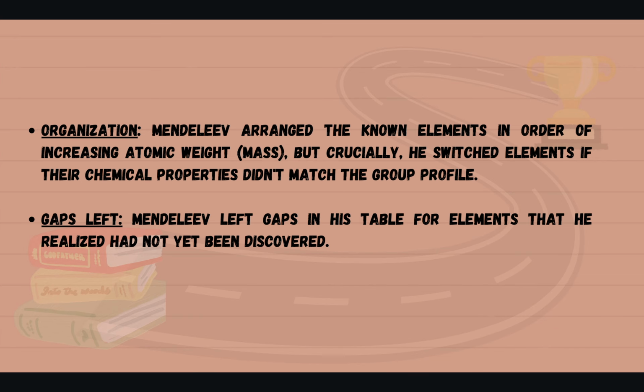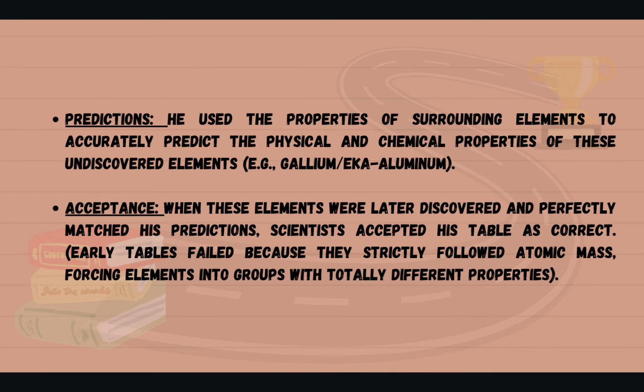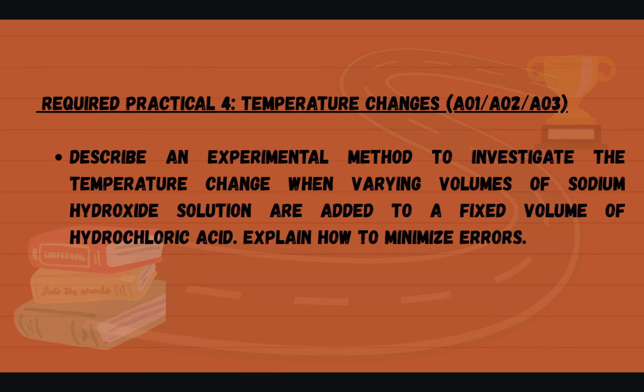He left gaps in his table for elements that he realized had not yet been discovered. Predictions: he used properties of surrounding elements to accurately predict the physical and chemical properties of these undiscovered elements. For example, gallium, aka eka-aluminium. Acceptance: when these elements were later discovered and perfectly matched his predictions, scientists accepted his table as correct. Early tables failed because they strictly followed atomic mass, forcing elements into groups with totally different properties.